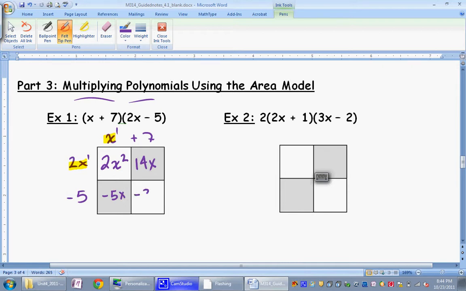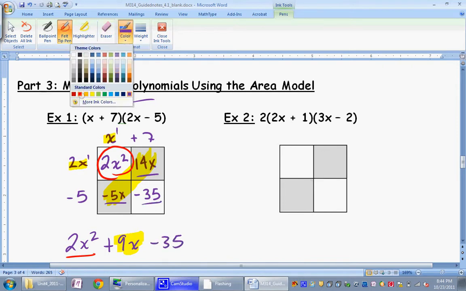So the last thing I need to do is combine my like terms. If you look down the diagonal, there's often like terms. So I'm going to have 2x squared. I got that from right here, the 2x squared. Then I'm going to combine like terms down the diagonal. And let's see, if I have 14 x's and I take away 5 x's, I am left with 9 x's, so plus 9x. And then finally, I'm going to do minus 35. Just right there. And this is my final answer. This guy right here.